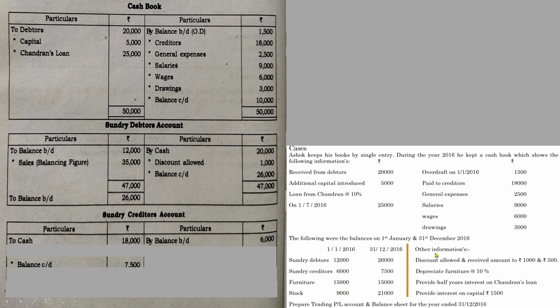Go through the additional information. Discount allowed is related to debtors. Discount received means related to creditors. It has to be shown. Whenever we receive discount, there is a reduction in creditors account. Whenever there is an increase in creditors, the amount will be shown on the right side. If there is a decrease in creditors, it will be shown on the left side. So the entry is creditors account debit to discount 500. So we have taken that. Next, depreciation not at all related. Interest on loan and interest on capital, we have no other relation. So we have almost recorded all the items with regard to creditors.